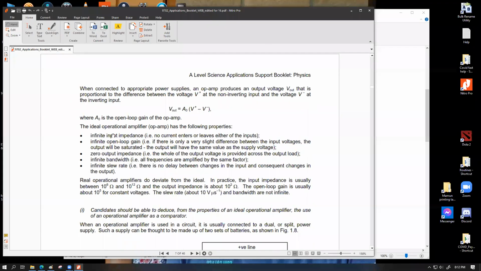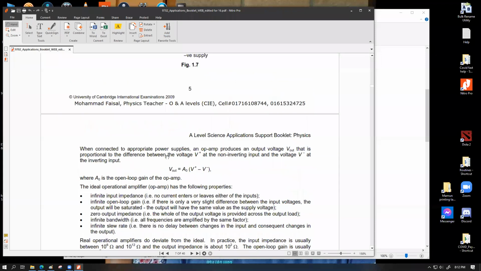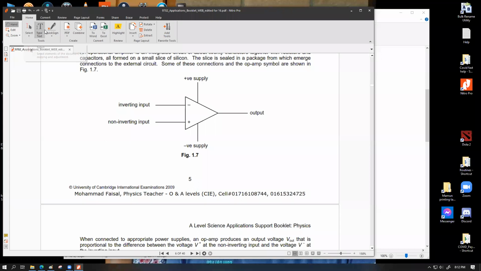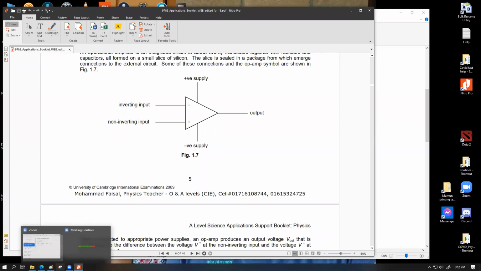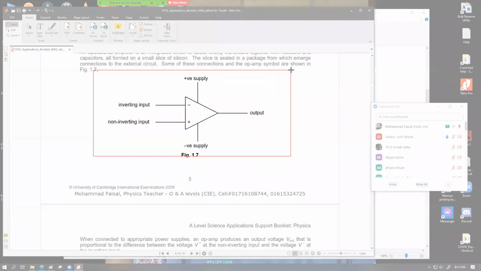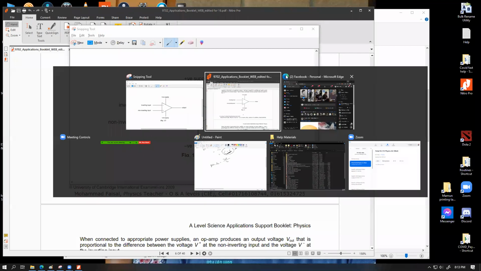Okay, so these are the two properties that we have talked about. One is the infinite input impedance, the second one is the infinite open loop gain. The third property that we are going to talk about is zero output impedance. What does that mean? I'm going to take this picture out onto the note.